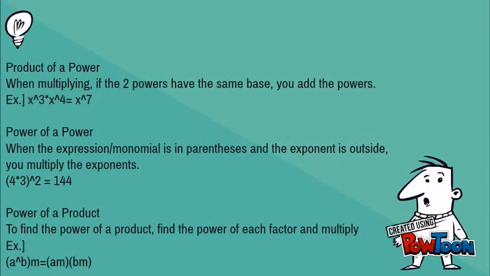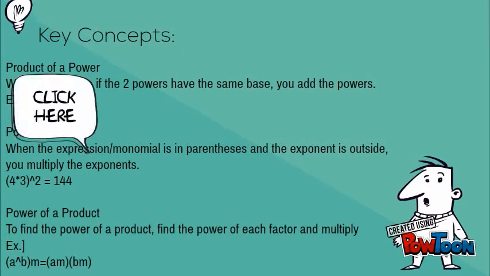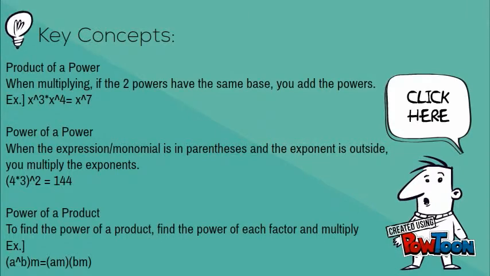Three key concepts to remember in 6.1 include product of a power, where when multiplying, if the two powers have the same base, you add the powers. The second one is power of a power. When the expression or monomial is in the parentheses and the exponent is outside, you multiply the exponents. Power of a product: to find the power of a product, find the power of each factor and multiply.